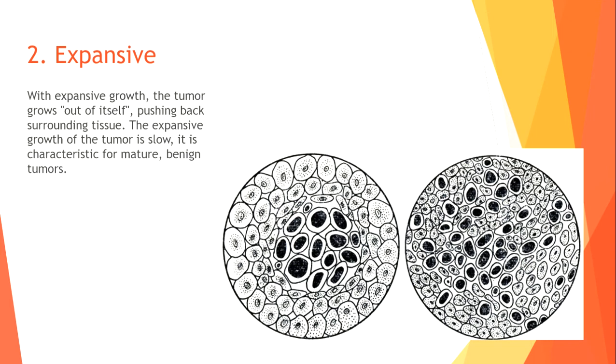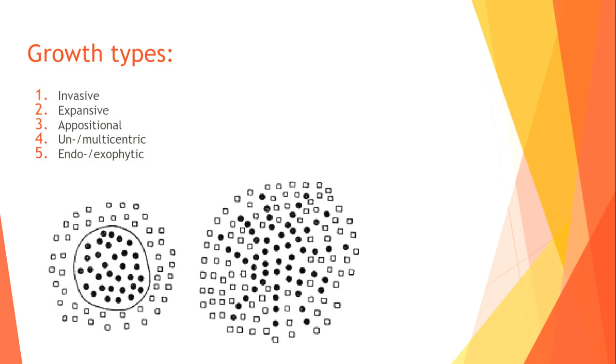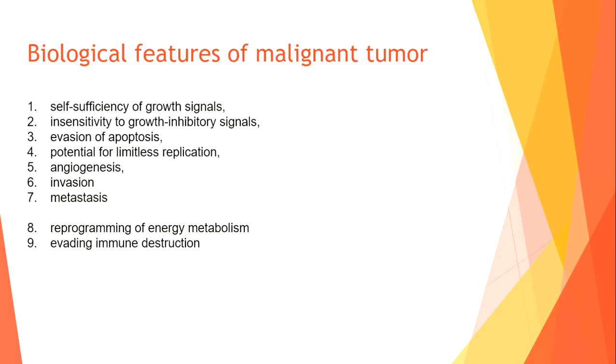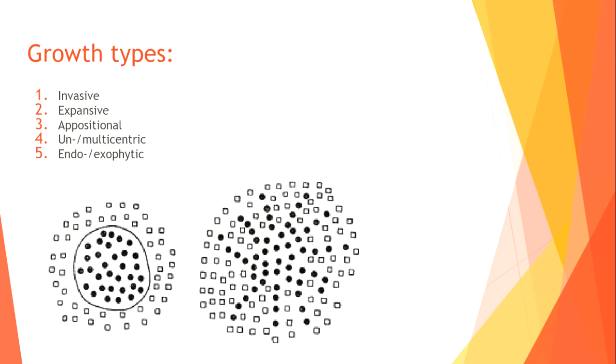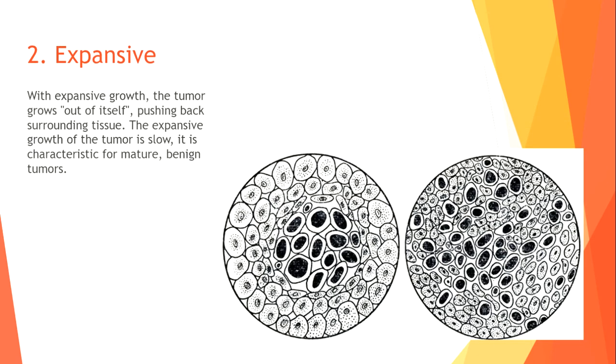And immature cells mean they don't look like any other cell in our body, and it means that energy metabolism, growth rate, metastasis and invasion are high in these cells. So when we talk about the expansive growth type, in which picture do we see the expansive growth type?